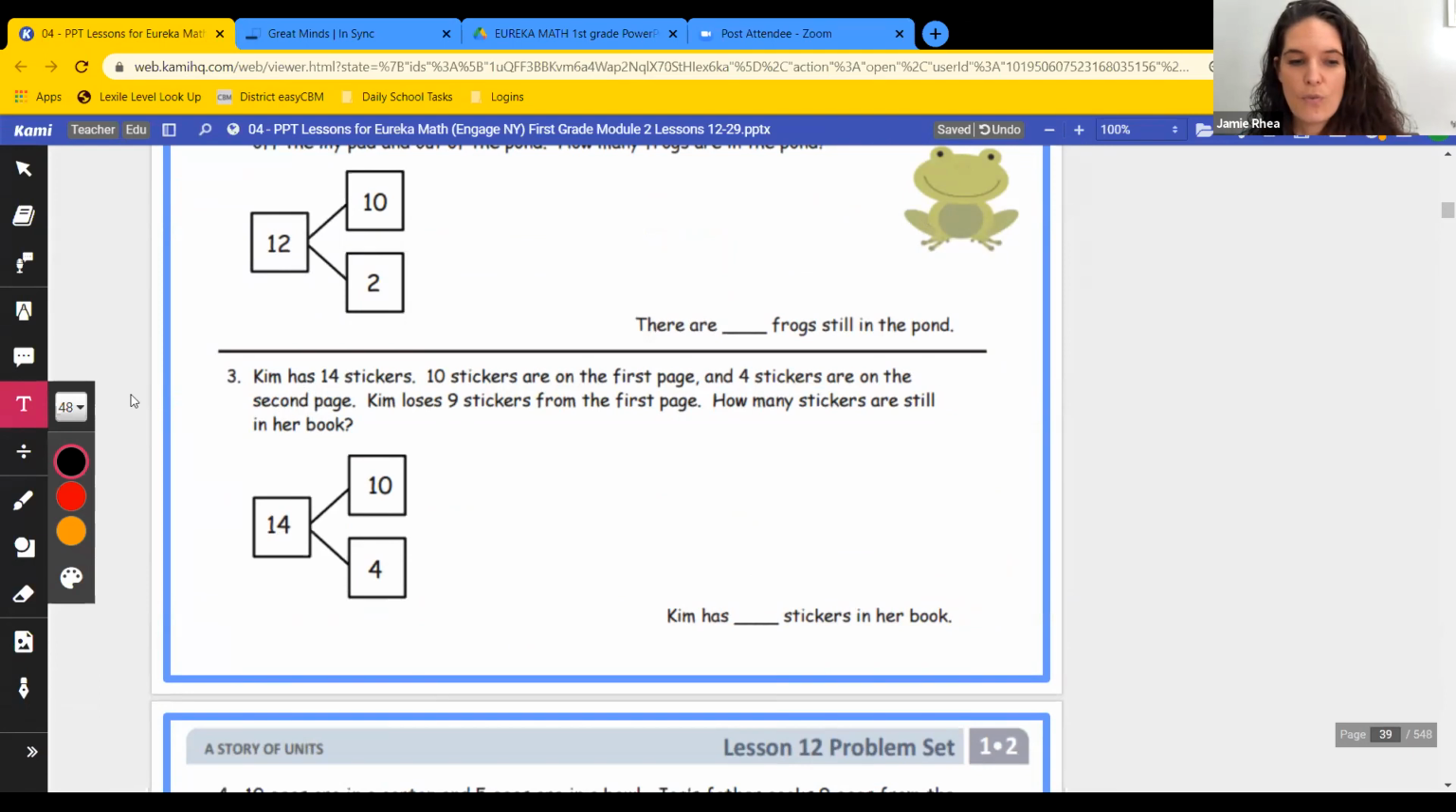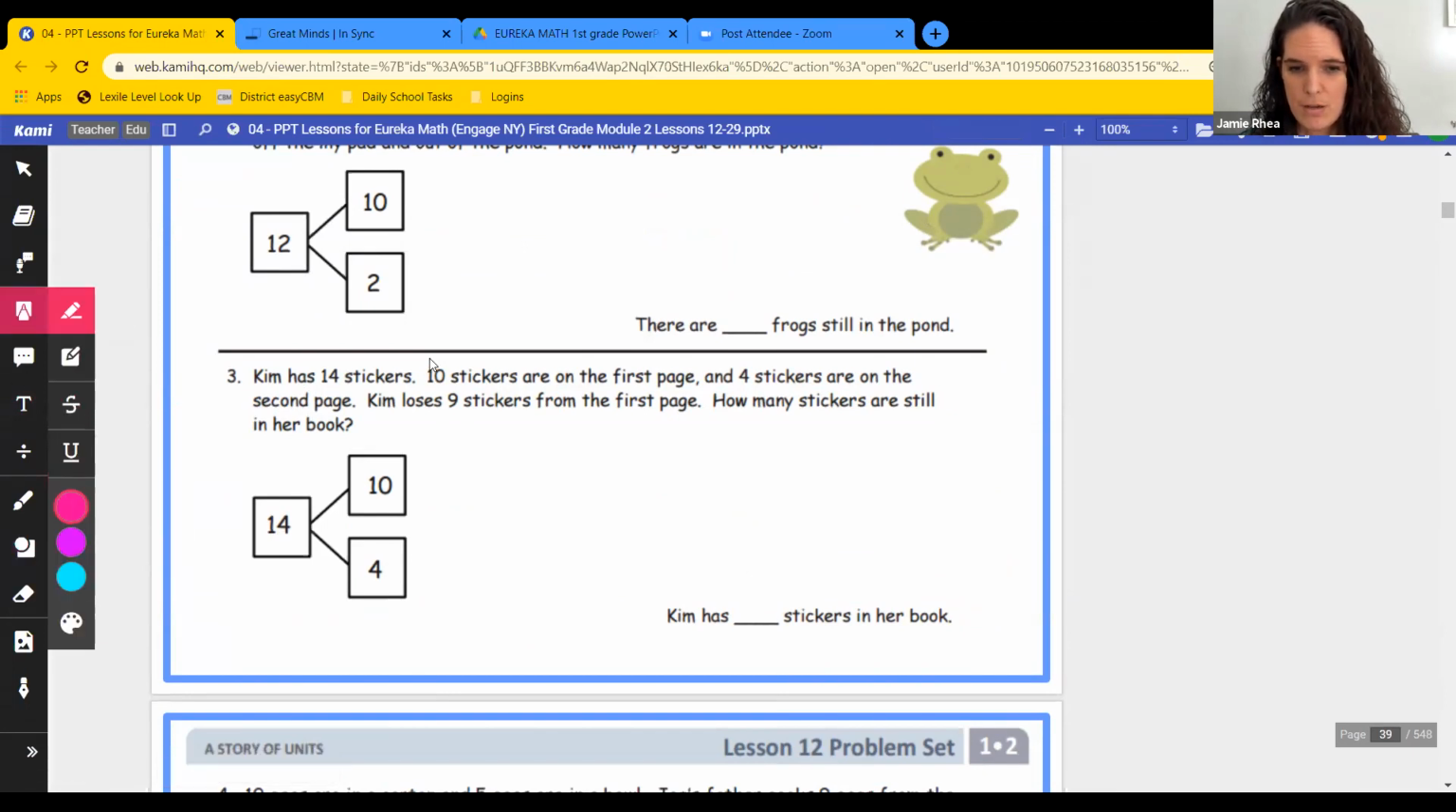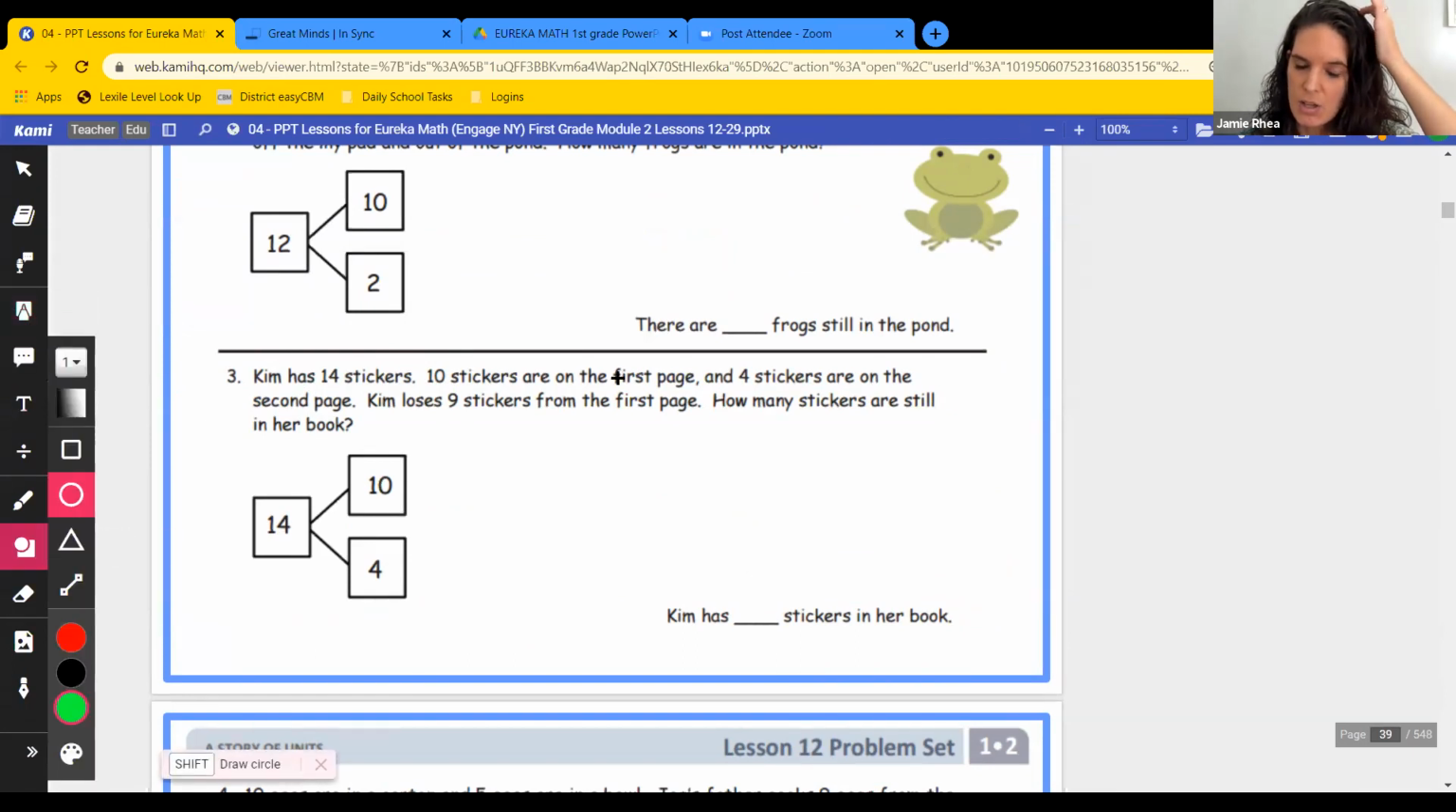All right, so Kim has 14 stickers. I better get my shapes. 10 stickers are on the first page and 4 stickers are on the second page. Here they are, 10. Can't highlight it. Sorry, guys. Okay, so if I have 10 stickers on the first page, 4 stickers on the second page, Kim loses 9 stickers from the first page. How many stickers are still in her book? This is like our application problem, guys. Go back and look for clues, okay?